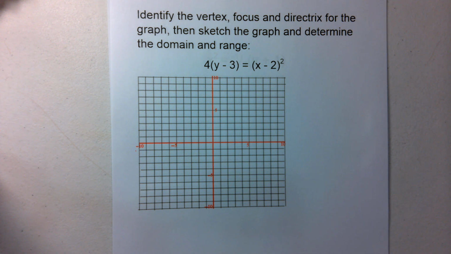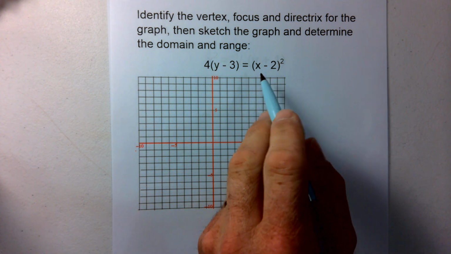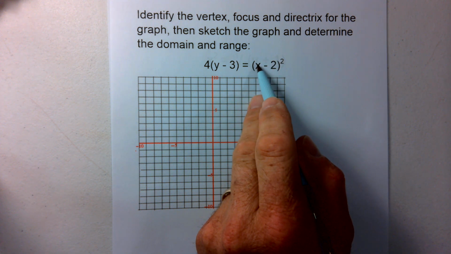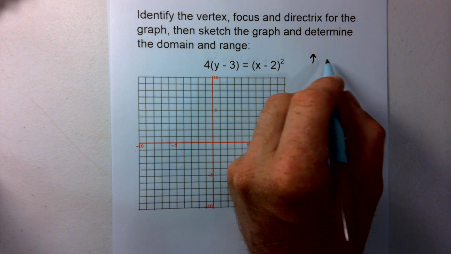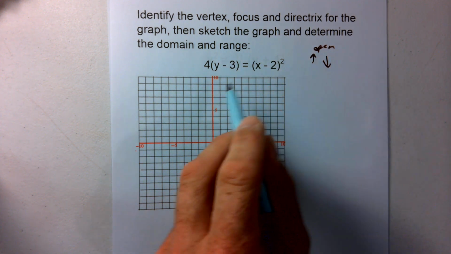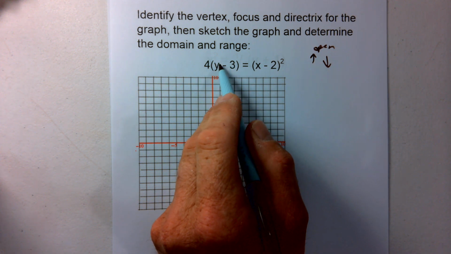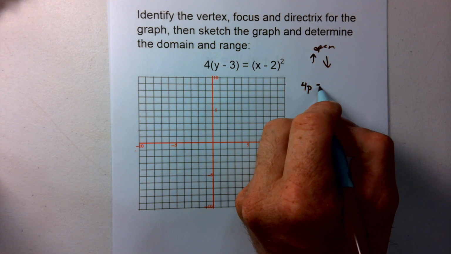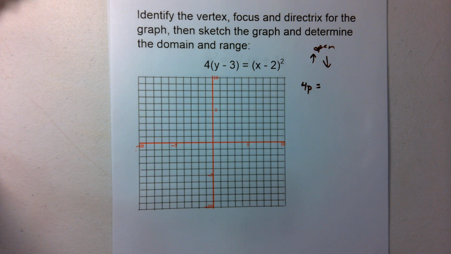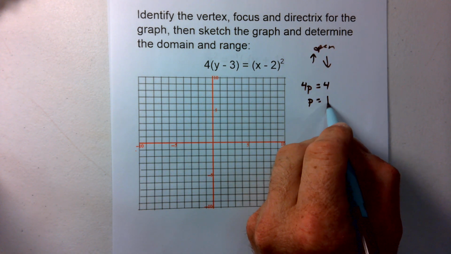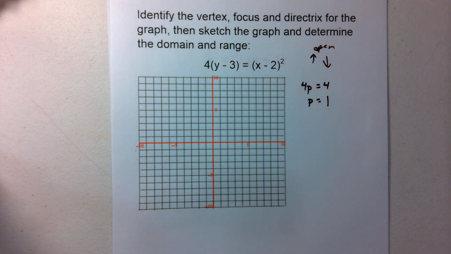So I want you to identify the vertex, the focus, the directrix, sketch a graph, and then determine the domain and the range of this function. So a couple of things we should notice. The x is squared. Since the x is squared, I know it's going to open up or down. Our p value is going to be in front of the quantity that's not squared. So our 4p, remember from our equation, 4p times (y minus k), 4p is going to equal this value out here, so our p is going to equal 1.